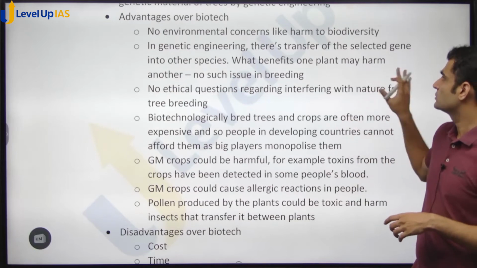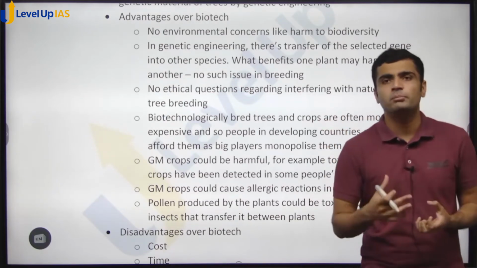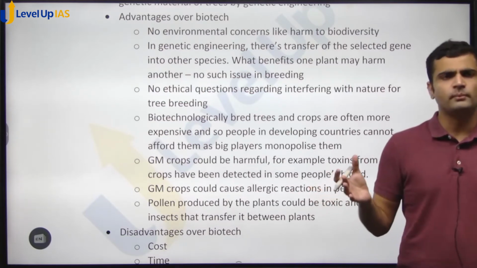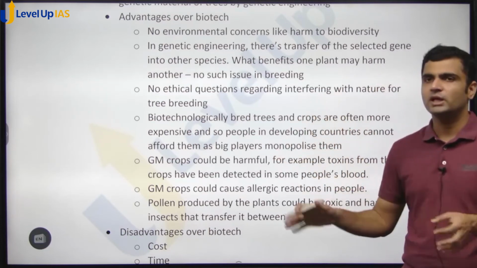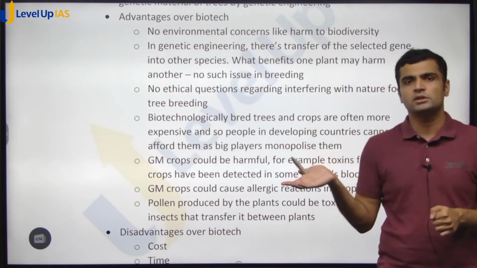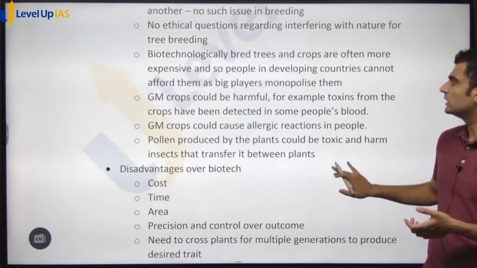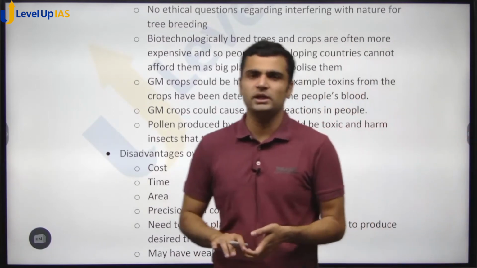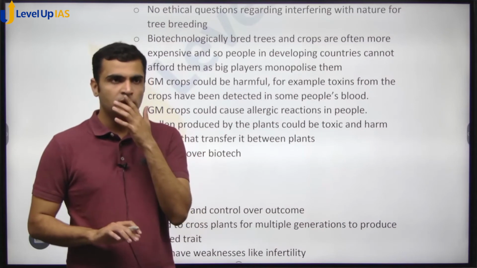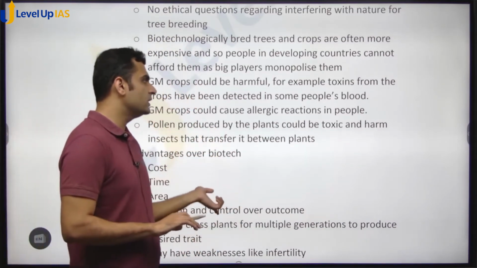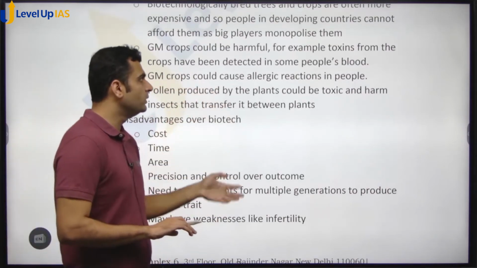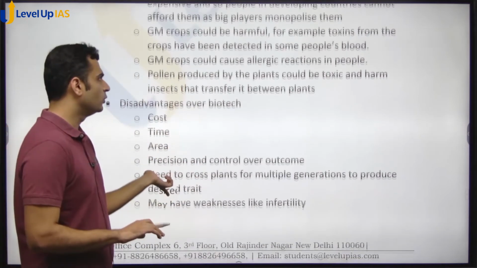In genetic engineering, there is transfer of selected gene in other species. What may benefit one plant, it can harm another plant. So in genetic engineering, you don't know beforehand. But in tree breeding, there is no question of that way because we are anyway dealing with genetically similar species. Ethical question, there is no ethical question regarding interference with nature in tree breeding. Biotechnologically bred trees and crops are often more expensive because only these big companies like Monsanto have this kind of technologies to effectively do R&D in GM crops and produce it at mass level. So poorer countries may not always afford them. The toxins they produce could be harmful and have been detected in some people's blood. They can cause allergic reaction, pollen produced can be toxic, etc.